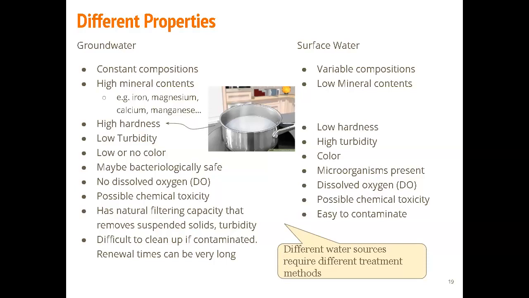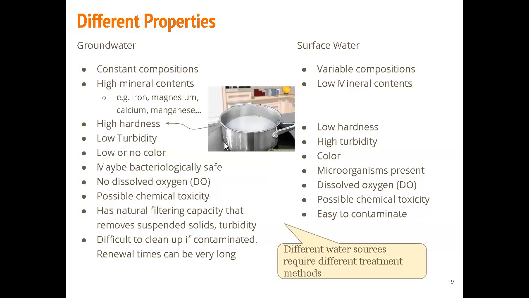Okay, even if it's rainwater, it has low mineral contents because it's not going through different layers of soil. And underground, if you have so many mineral contents here, the hardness is going to be high. So hardness is a measurement for the amount of these kind of ions.